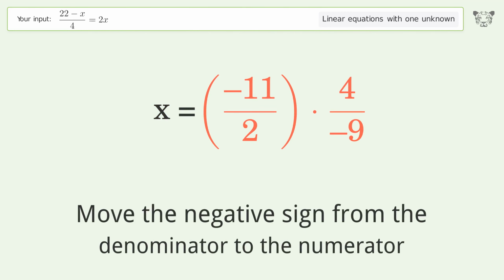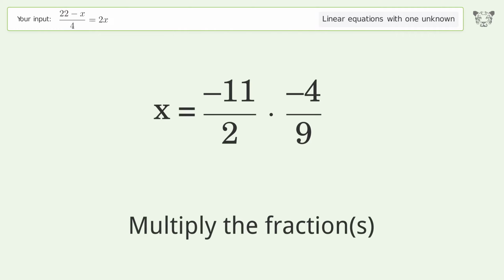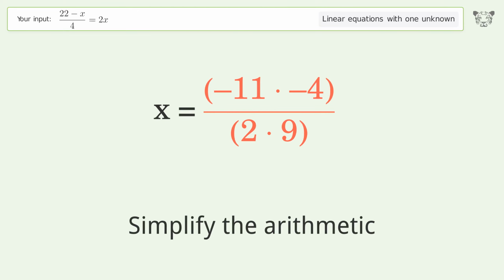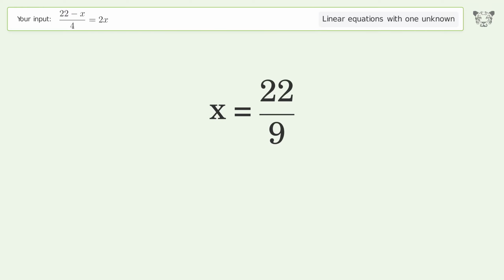Move the negative sign from the denominator to the numerator. Multiply the fractions. Simplify the arithmetic. And so the final result is x equals 22/9.